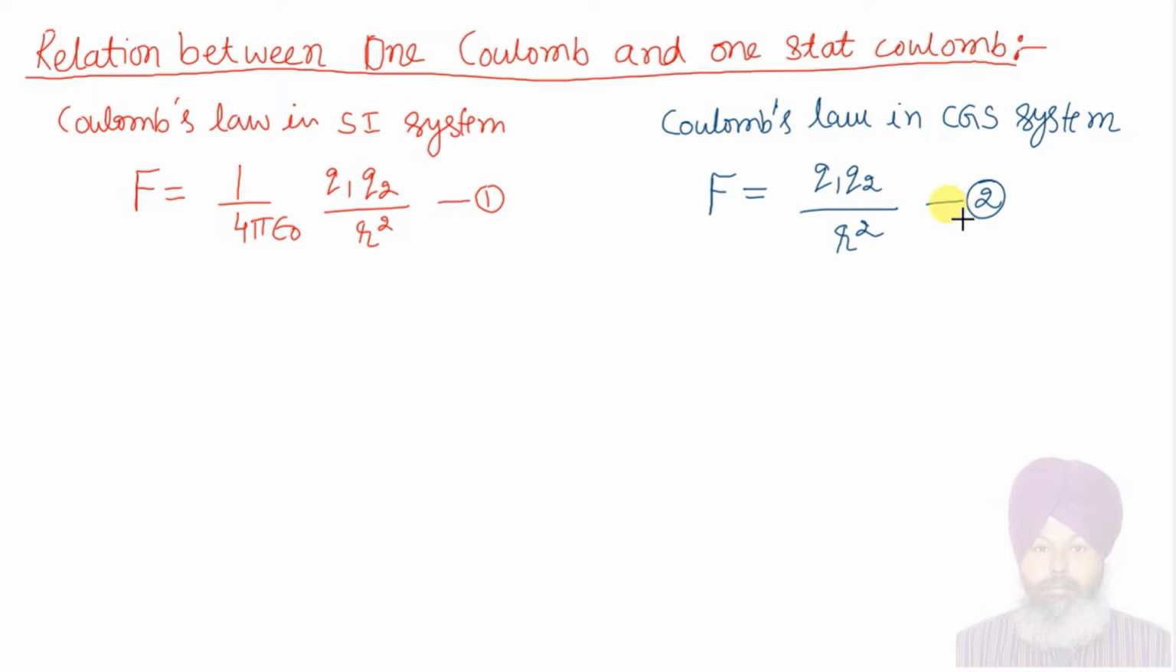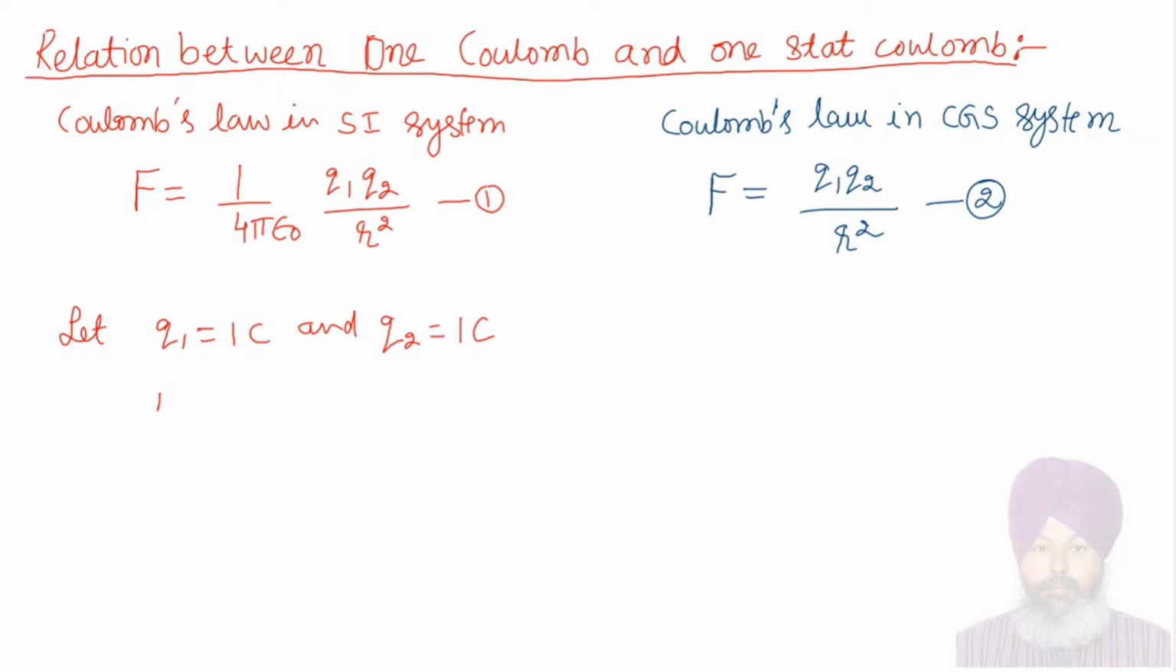Note the difference. In SI system the quantity 1 upon 4 pi epsilon naught is present, and in CGS system the quantity 1 upon 4 pi epsilon naught is not present. So let us now assume that both of the charges in SI system have charge 1 coulomb. Let Q1 be equal to 1 coulomb and Q2 be equal to 1 coulomb. We also assume that R is equal to 1 meter.